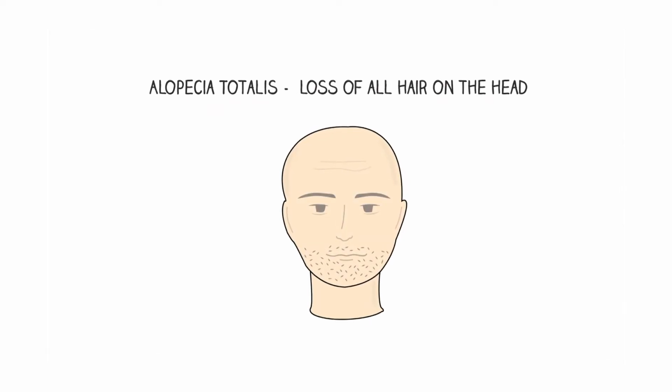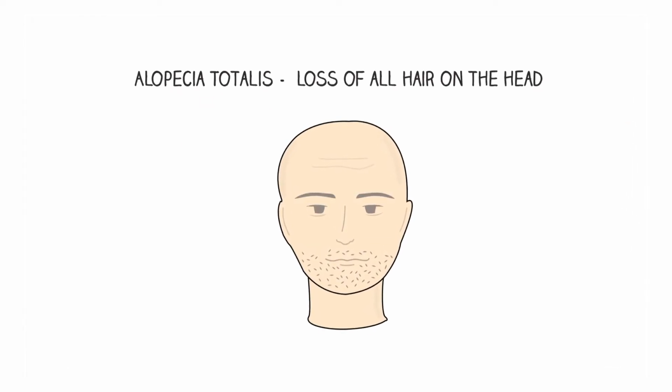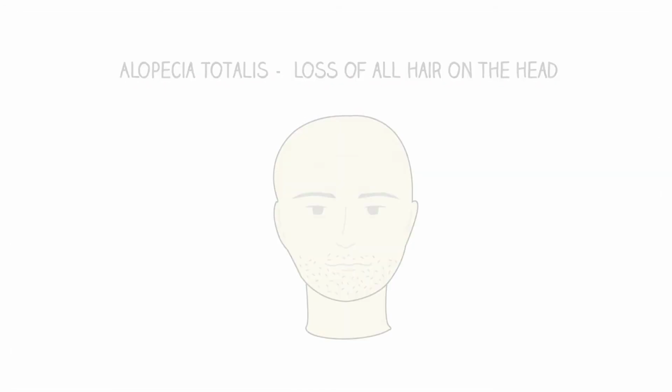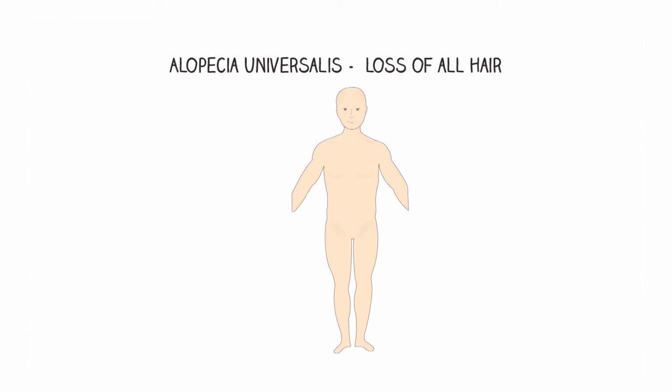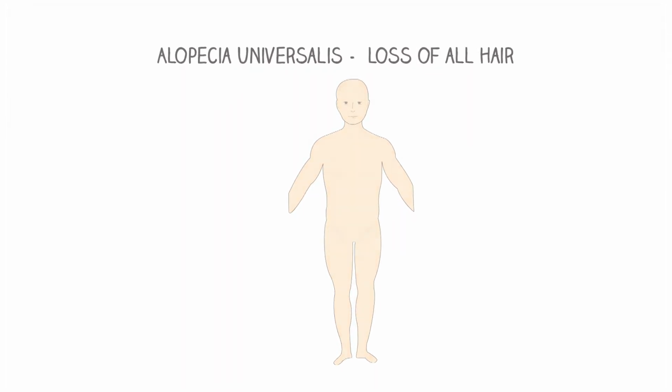Alopecia totalis is where there is no hair on the head. Alopecia universalis is where there's no hair on any area of the body. If hair follicles are not apparent in the areas of diffuse hair loss, the client should visit a trichologist or a GP to identify if this is a scarring condition that may be permanent.